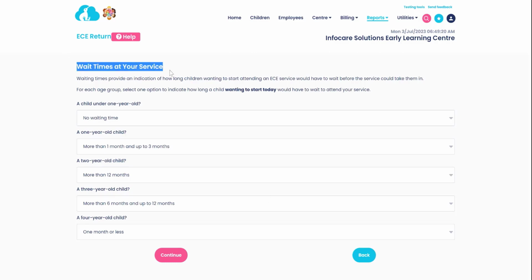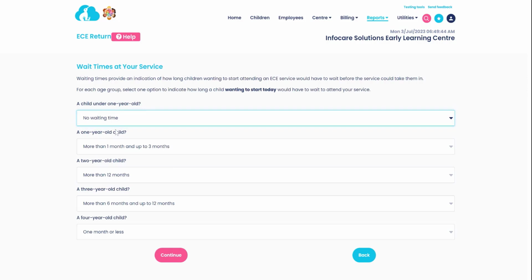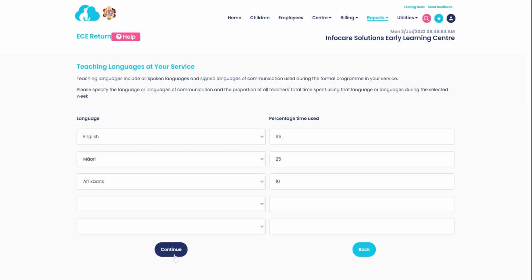The Ministry are asking, what are the wait times at your service? They want to know if a child was wanting to start today, how long would they have to wait to attend your service? Just remember when it says waiting today, it is for the week pertaining to census week. How long is it going to take for a child under 1? You do have a drop-down box of your selections. We have made all of our selections along the line, 2-year-olds, 3-year-olds, over 4. Click continue once you have made your selections.